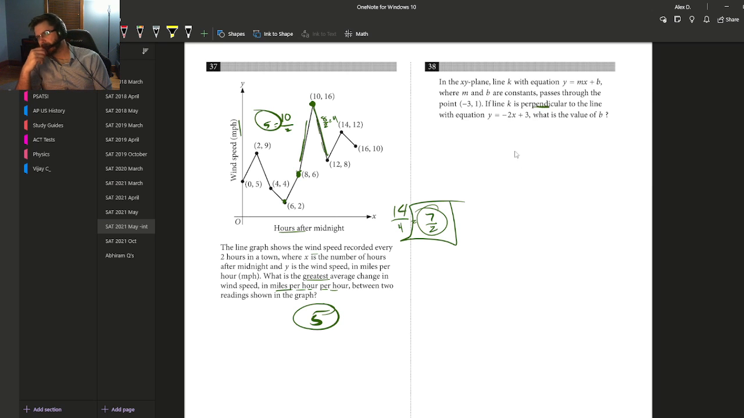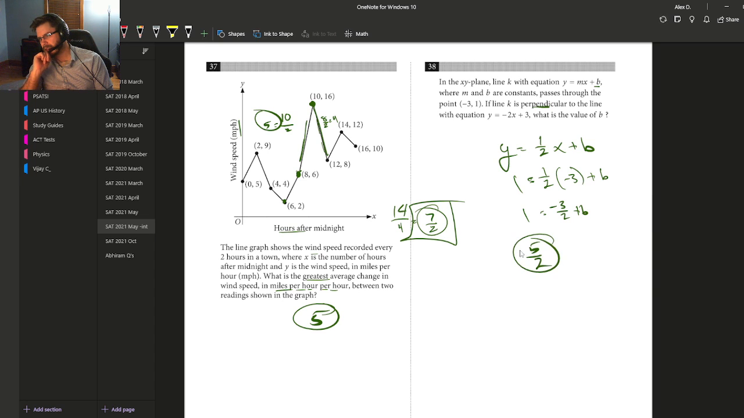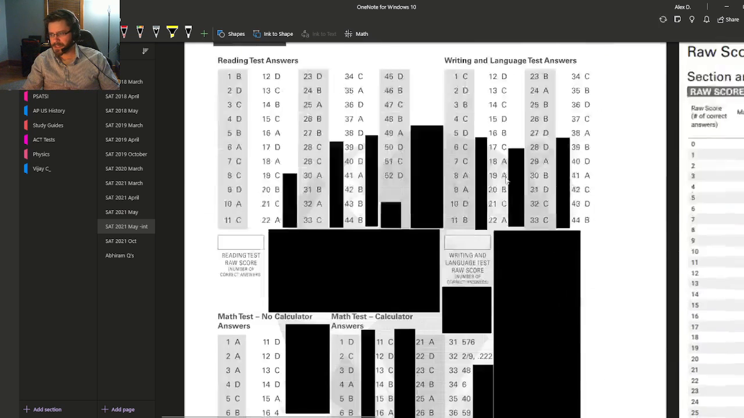This one, they say it's perpendicular, so opposite reciprocal slope. Positive 1/2 x plus b. We don't know what that is. Okay, yep. It goes through -3, 1, so just jam it in. -3 plus b equals 1. That's -3 halves plus b equals 1. Add that over. 1 plus 3 halves is 5 halves. And that's the value of b, because that's in the y-intercept position.